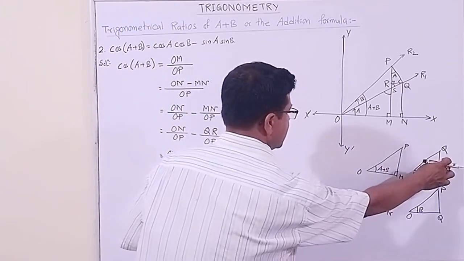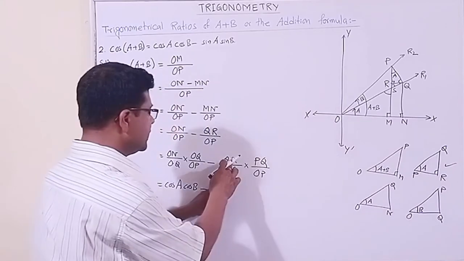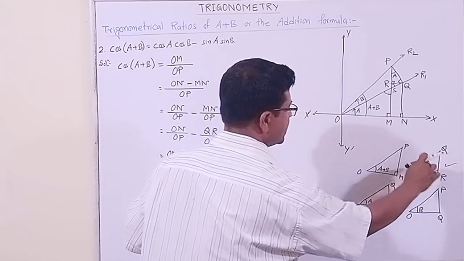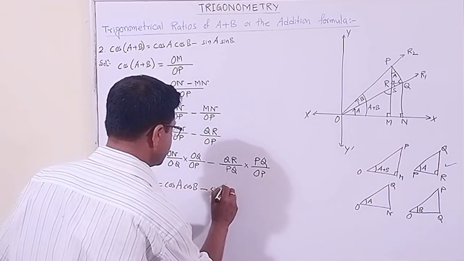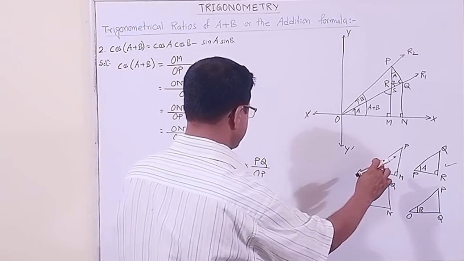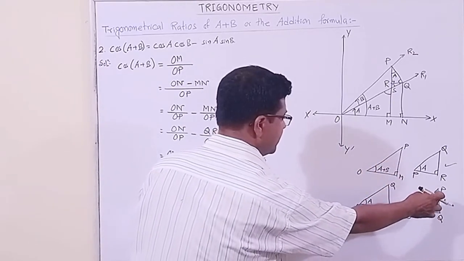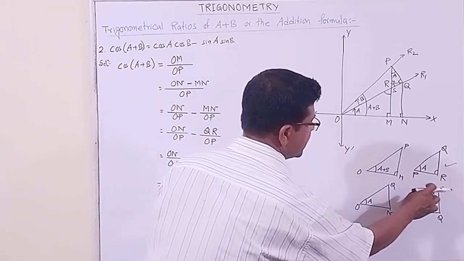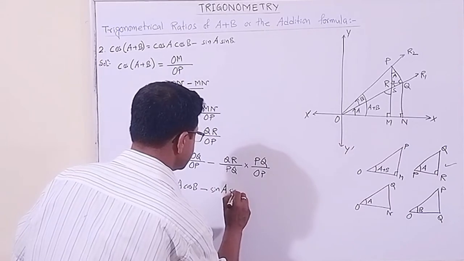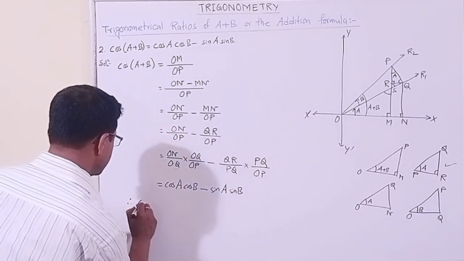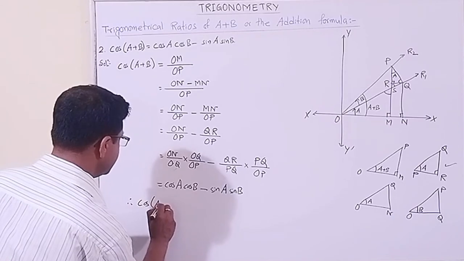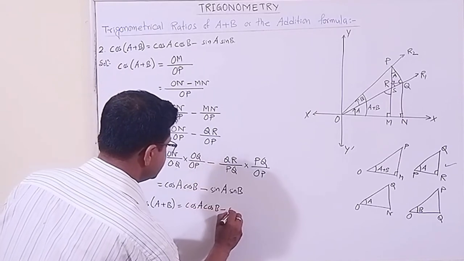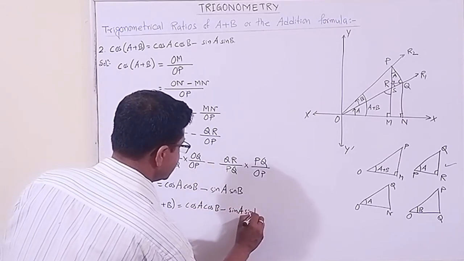QR here, look at this triangle. QR is perpendicular. QR by PQ, perpendicular by hypotenuse, is sine of A. Then here PQ, there PQ, we need PQ by OP, perpendicular by hypotenuse, which is sine of B. Thus we have proved cos of a plus b is equal to cos a cos b minus sin a sin b.